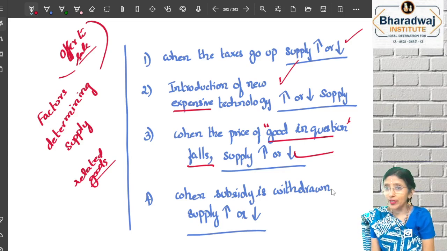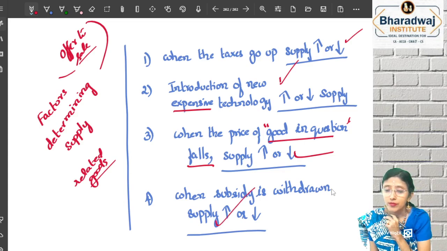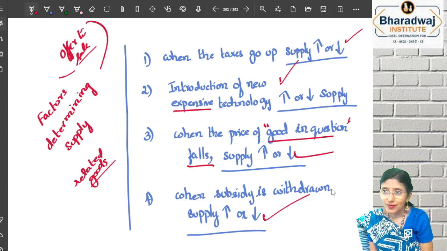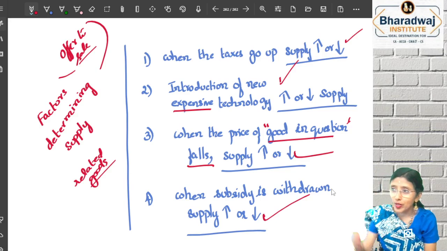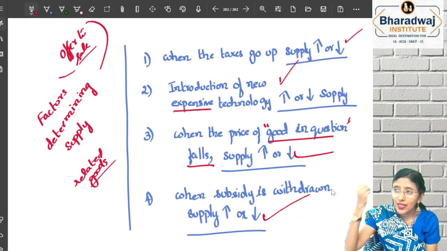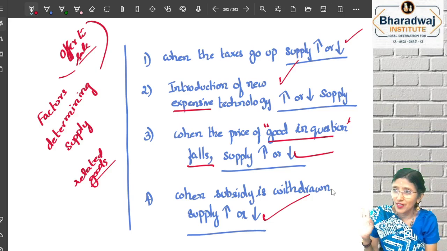When the subsidy is withdrawn, supply will... Be loud. Increase. Decrease. Decrease, yes. When it is withdrawn, because what is subsidy? The government assuring that we will contribute financially to the production cost. And that is withdrawn.